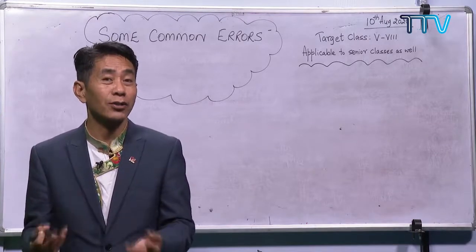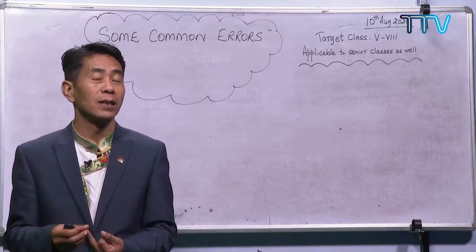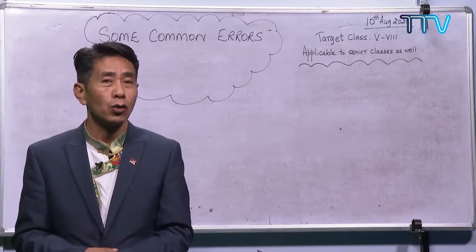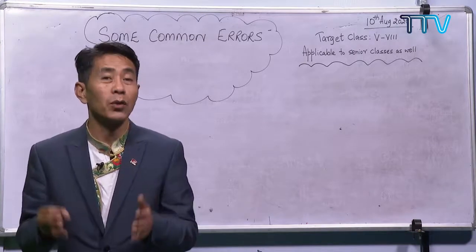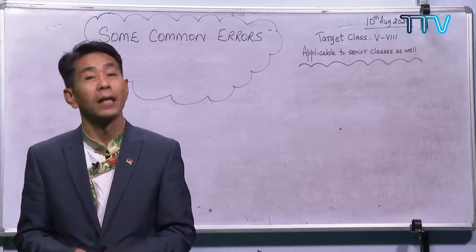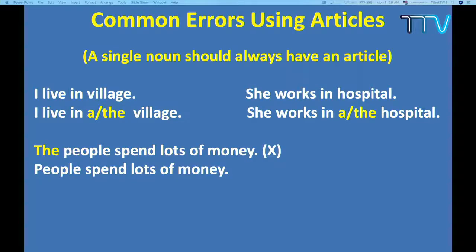We know that there are three articles. First one is a, second one is an, and the third one is the. So that is the definite article. We are not supposed to use the article the all the time. There are some rules, some things that we need to keep in mind, and I'm going to give you some examples regarding the definite article. So for people, there's no need to write "the people." Instead of "the people spend lots of money," say "people spend lots of money." It's very simple. There's no need for you to write a definite article.